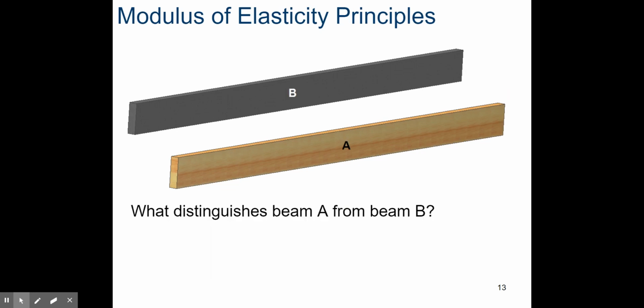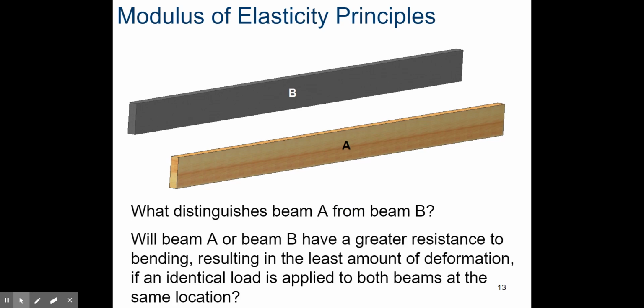What's the key property that distinguishes A from B? Well, again, it's the material. A is wood, Douglas fir. B is plastic, ABS plastic. Will beam A or beam B have a greater resistance to bending, resulting in the least amount of deformation if an identical load is applied to both beams at the same location? So what do you think? Do you think the wood is going to bend more, or do you think the plastic is going to bend more?